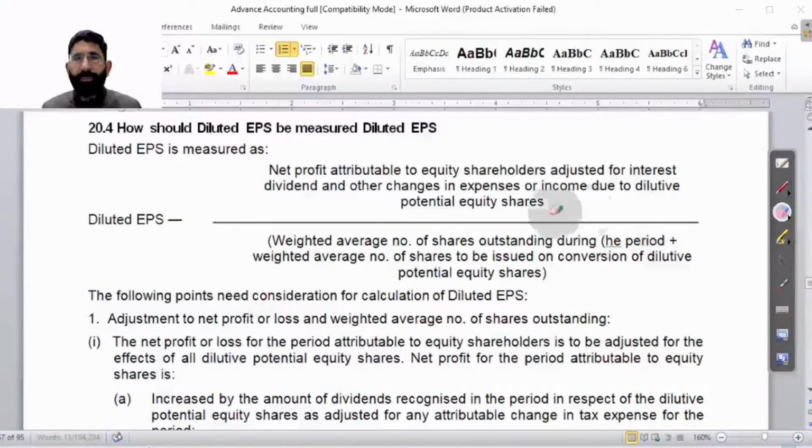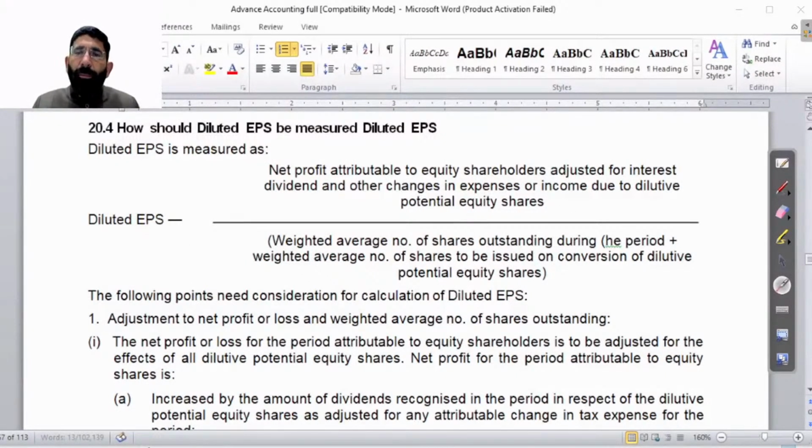Note it down, beta. What does diluted mean? Something whose actual working has been changed. That is called dilution. If we are interested to dilute something, that means we are changing its actual structure by making addition of something in it, or by making deletion of something in it. So this is called diluted. The word diluted comes from there, that we have changed its real structure.